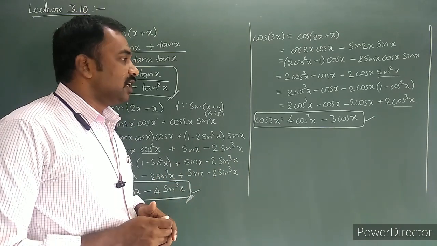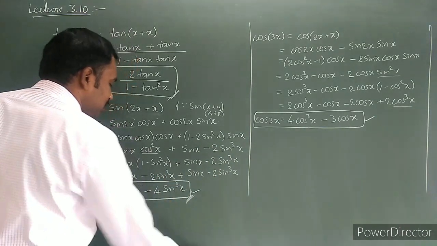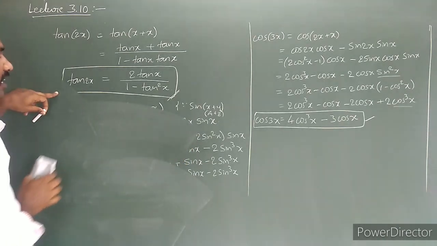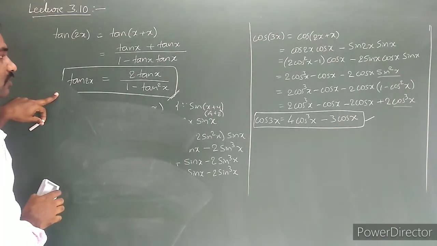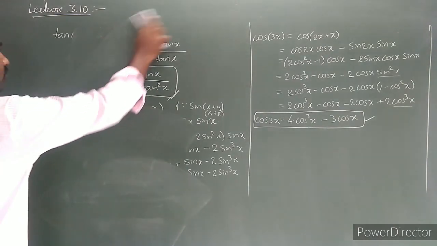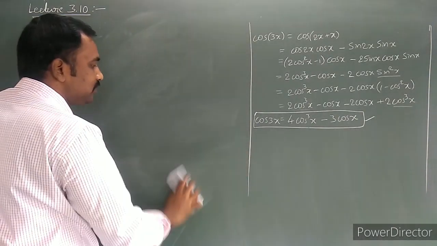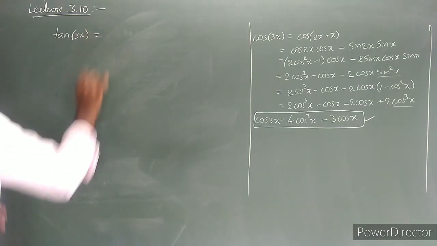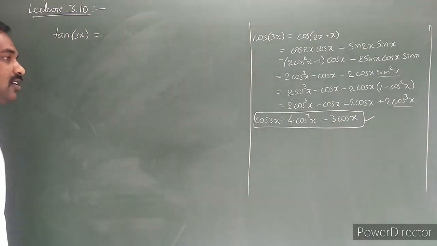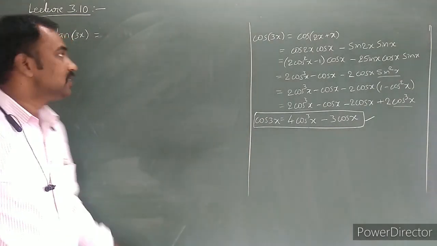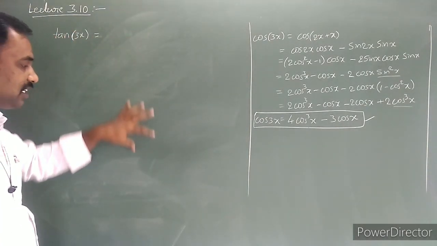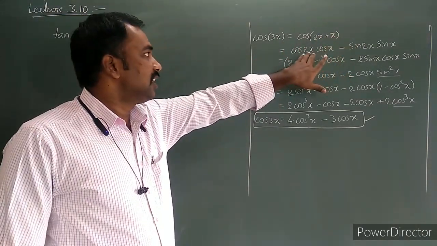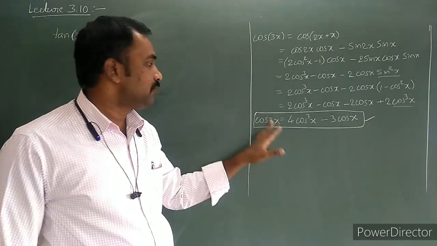Now let's move to the tan of 3x. What is the tan of 3x? As you have learned, tan 2x is 2 tan x divided by 1 minus tan square x. What will you get for the tan of 3x? You can pause the video and try yourself. Get the tan of 3x in terms of tan. First of all, split it as 2x plus x. Then replace the tan of 2x value, simplify, and get it.